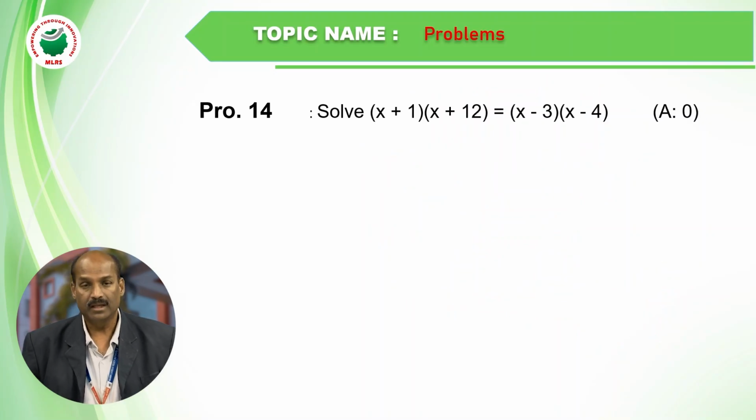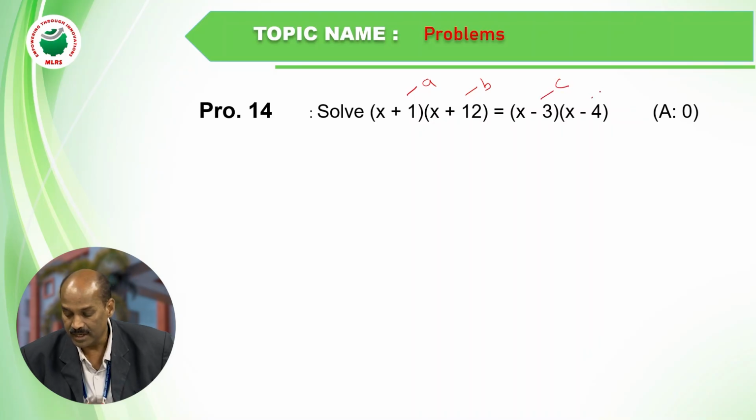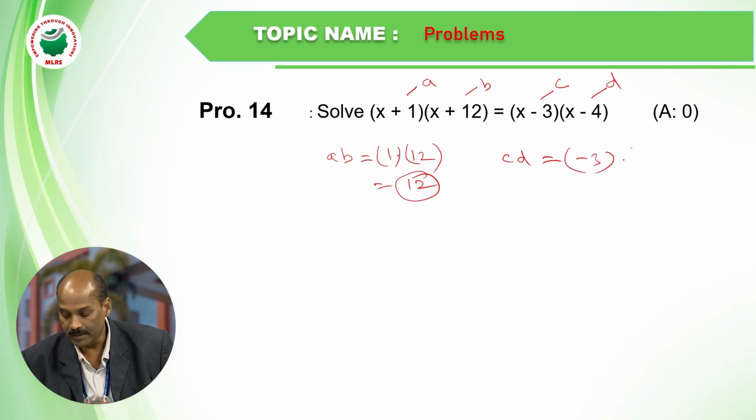Now we move to the last problem in type 2. So here also, what is A? Plus 1. What is B? Plus 12. And what is C? Minus 3. And what is D? Minus 4. Now what is the AB here? Left side constants: 1 into 12. This is 12. Okay. Now what is the CD? Right side constants: minus 3 and minus 4. Minus into minus is plus, 3 into 4, 12.